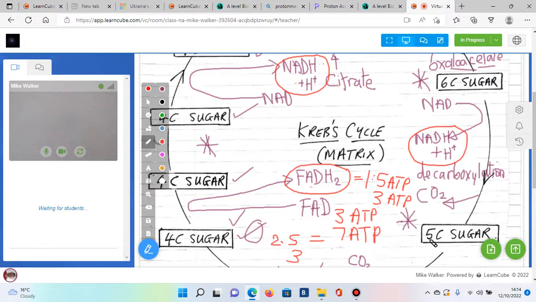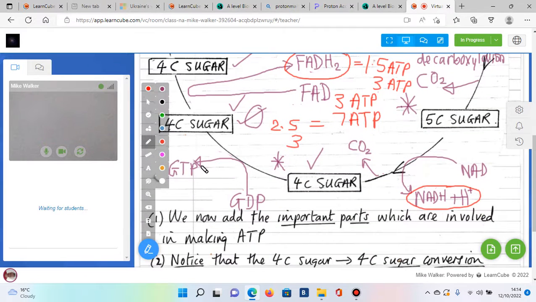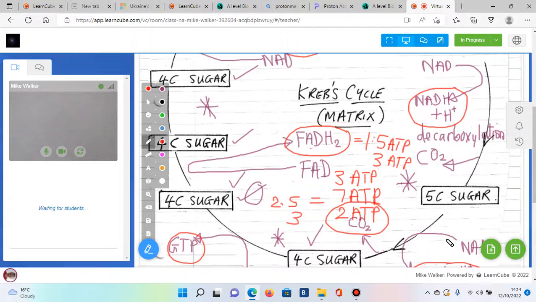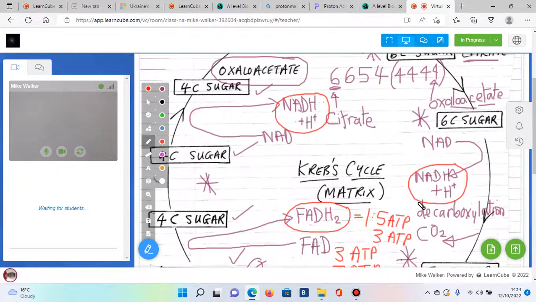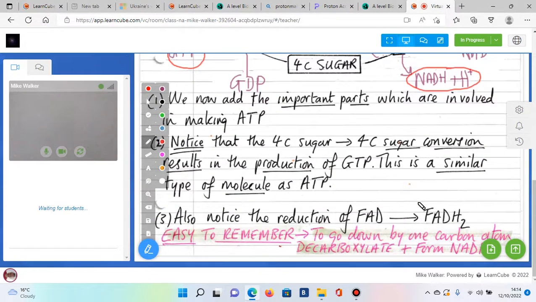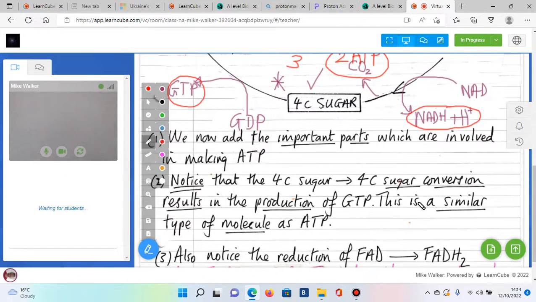And finally, hold on a second. Whoa, we've got a GTP molecule, which is the equivalent of ATP in terms of currency. 2 turns of the cycle will produce 2 GTP, and so if you like, we could call it an ATP, and we could add 2 ATP to the cycle. So we're looking at 12 ATP molecules, aren't we? Just from the Krebs cycle in that process. Excellent. That's the end of video number 4.